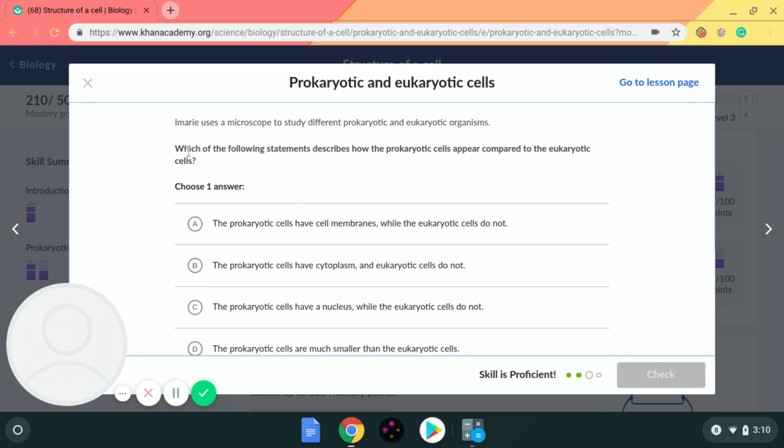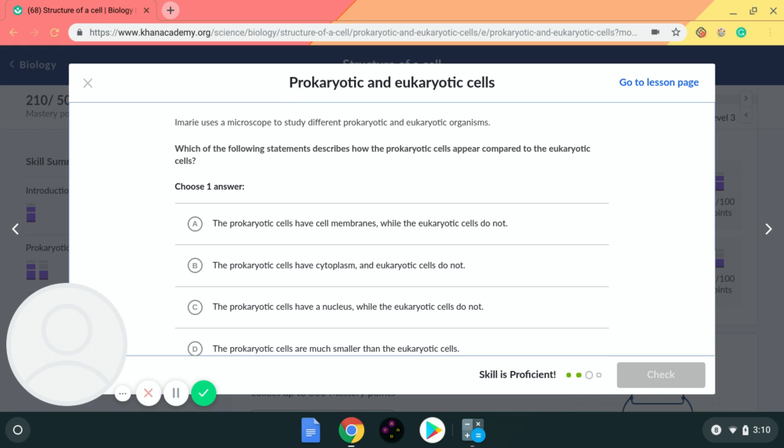Imari, I'm just going to say it's Imari. Imari uses a microscope to study different prokaryotic and eukaryotic organisms. Which of the following statements describes how prokaryotic cells appear compared to eukaryotic cells?